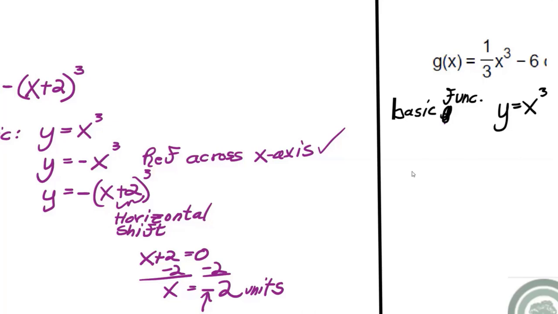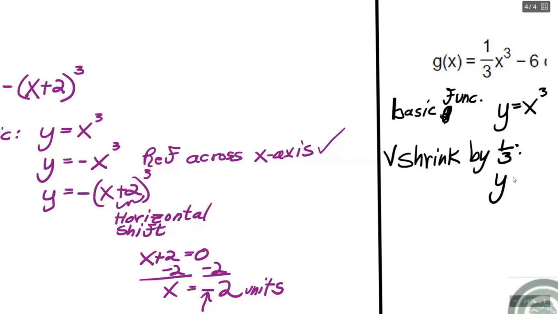And then you're going to shrink it. A vertical shrink by a third. And that's y equals 1/3 times x to the third. And then you're going to do a vertical shift down six units, down six units. And that's what that minus six is.